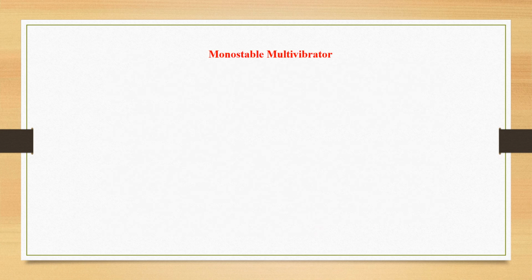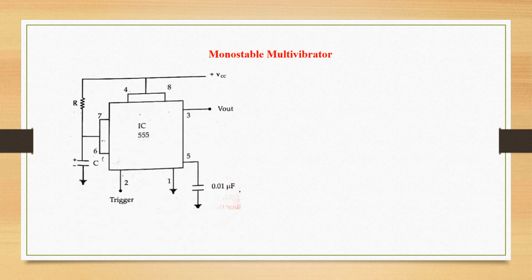IC 555 as monostable multivibrator. This is the circuit diagram of monostable multivibrator in which IC 555's pin number 4 and pin number 8 are connected to plus VCC. Pin number 7 and pin number 6 are shorted together. A resistor capacitor network is connected between pin number 4-8 and 7-6. R and C are connected together and the midpoint is connected to pin number 7 and pin number 6.